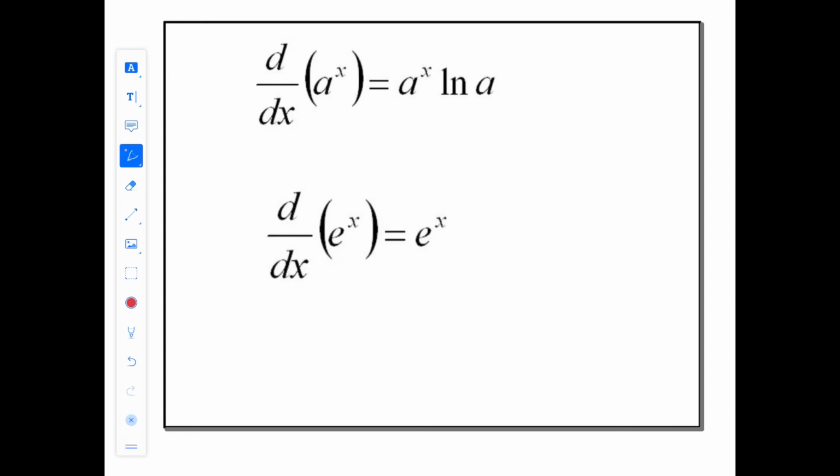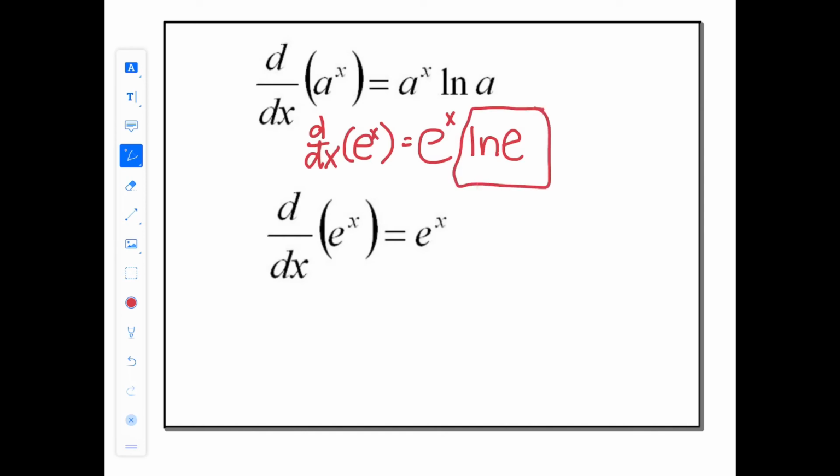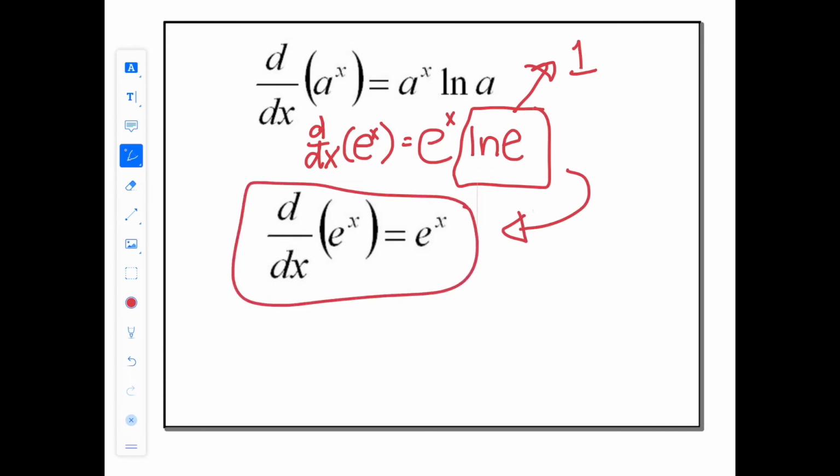I also want you to be comfortable identifying that if I used this same formula with e to the x, it would look like this. e to the x times ln of e. But pre-calc, what do we know ln of e is? That's log base e of e. That's 1. And that's how we end up with just e to the x. So don't do that. Just know that the derivative of e to the x is e to the x.